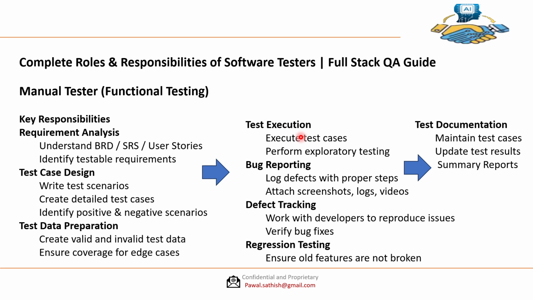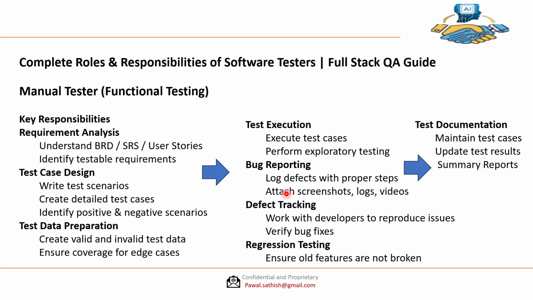Once we deploy the build and the code is available, we move to test case execution. Here we'll execute the test cases and perform exploratory testing. Then while executing, if we identify bugs, we'll report the bug. So we'll log defects with proper steps. We'll attach screenshots, logs and videos, so that a developer will also be able to replicate the issue.